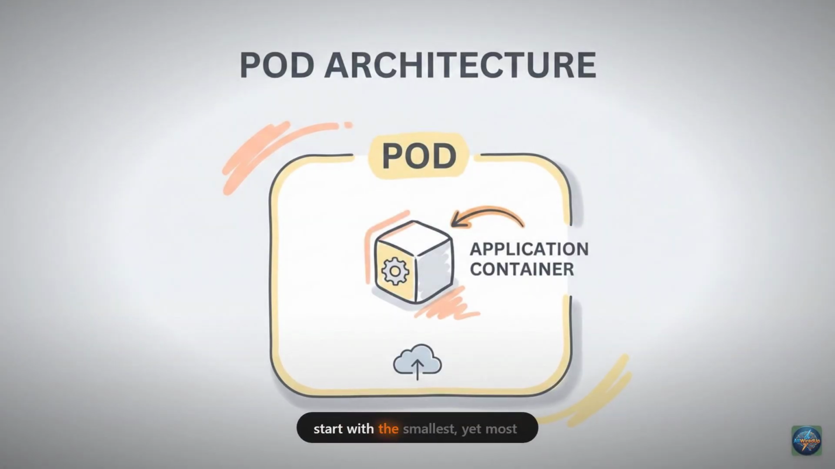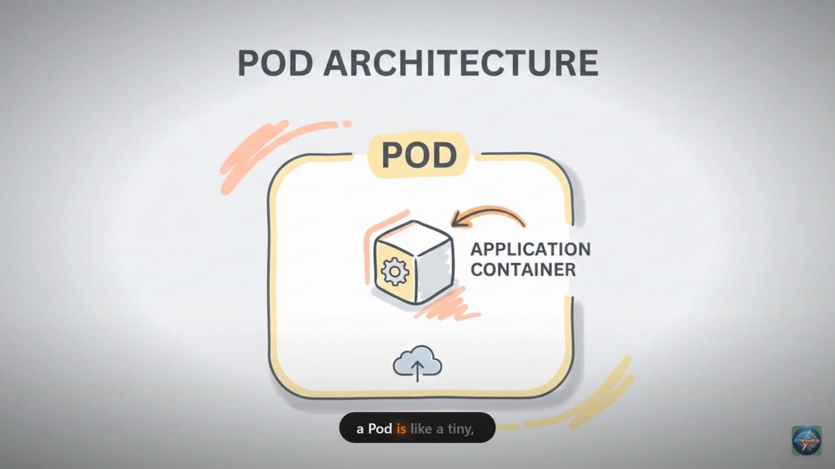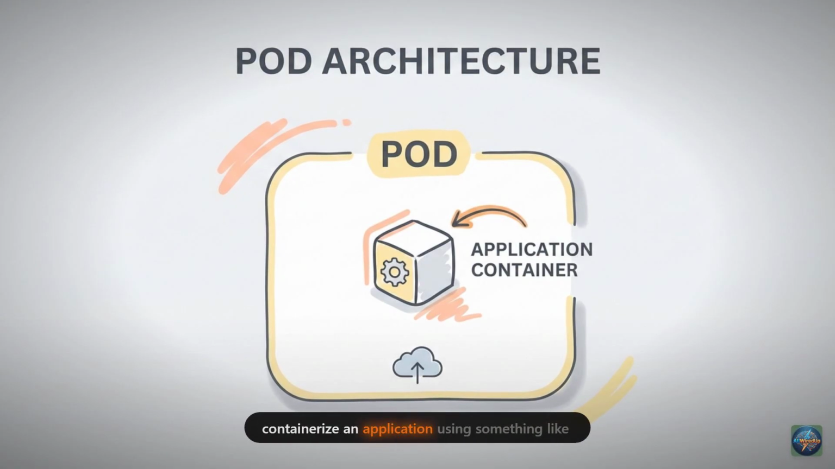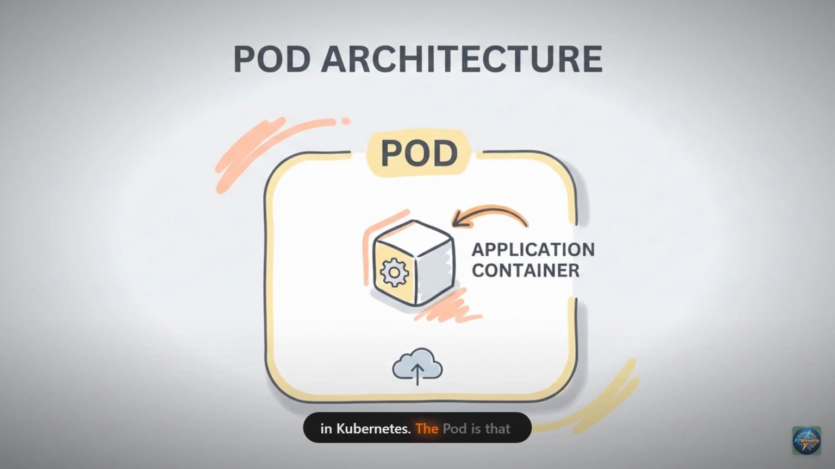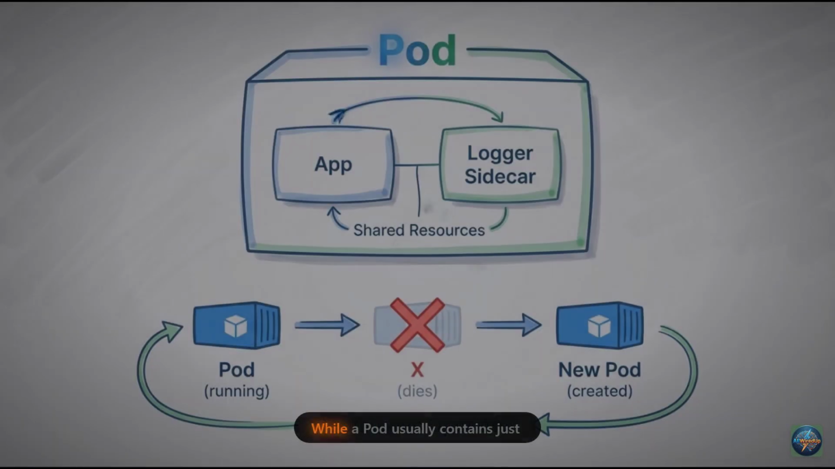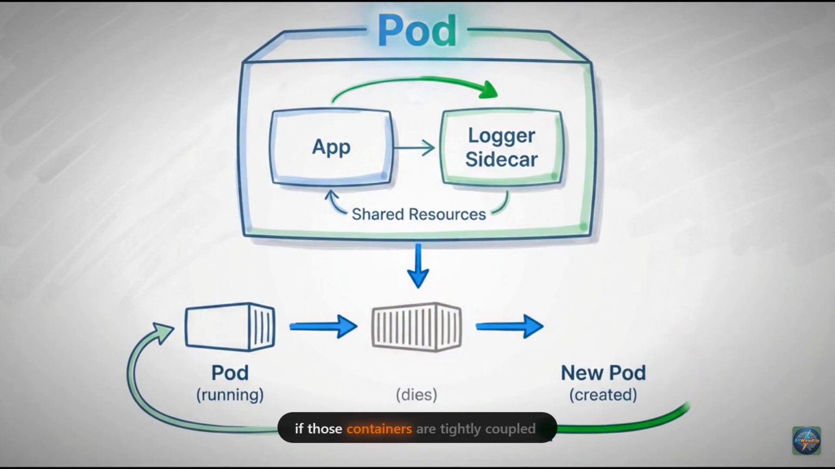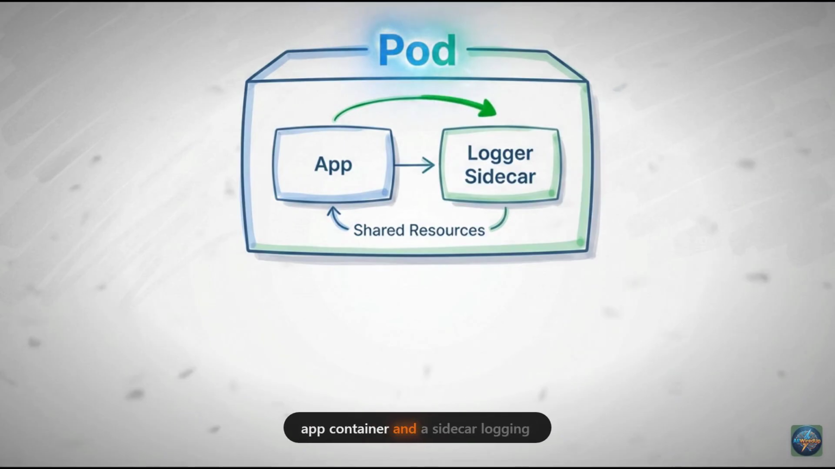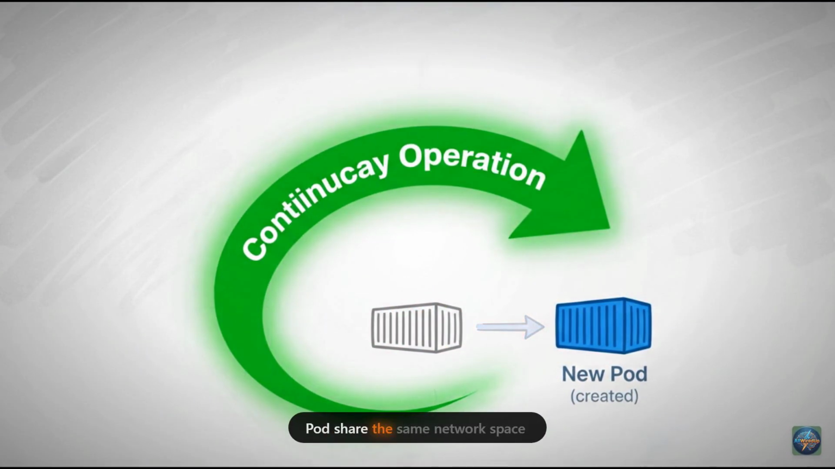Let's start with the smallest yet most crucial component, the pod. In the simplest terms, a pod is like a tiny, self-contained apartment for your application. When you containerize an application using something like Docker, that container needs a place to live in Kubernetes. The pod is that wrapper, that cozy home for your single application container. While a pod usually contains just one application container, it can hold more if those containers are tightly coupled and need to share resources, like a main app container and a sidecar logging agent. What's key is that containers within the same pod share the same network space and storage.